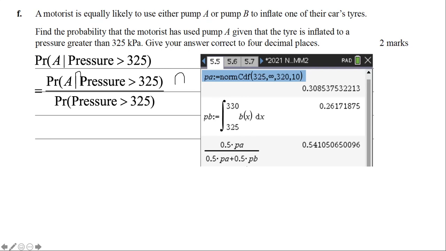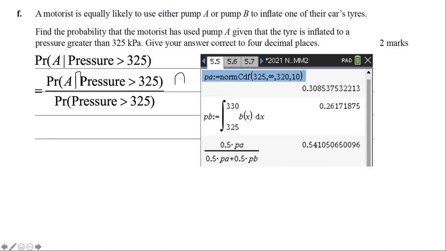You could find the probability of pump A greater than 325 by using Binomcdf. Notice that I assigned this probability to a letter PA. And also the probability of pump B greater than 325 is calculated using the integral from 325 to 330 of Bx, okay? And finally, we know it is equally likely to use either pump A or pump B.